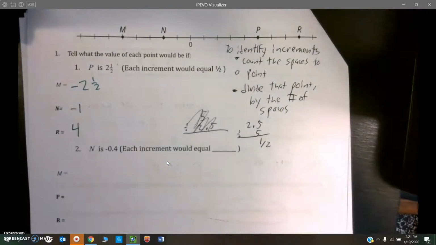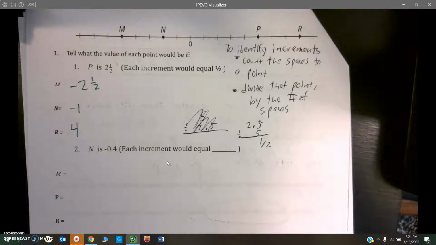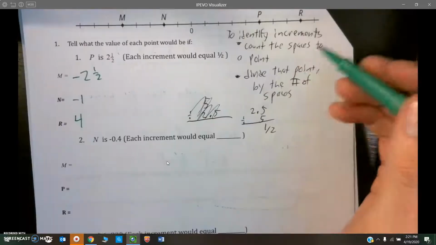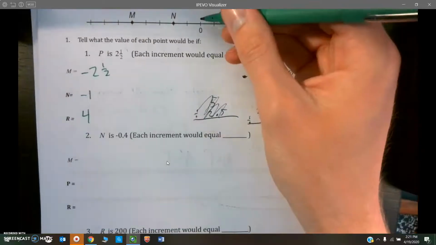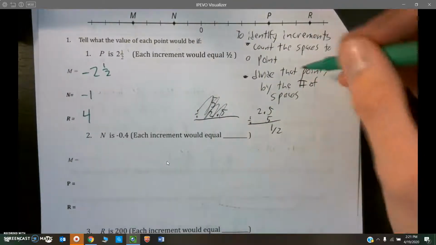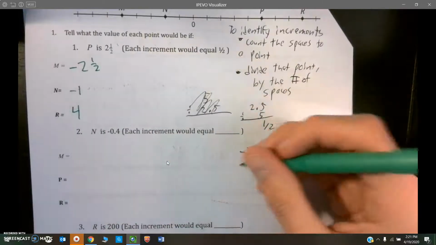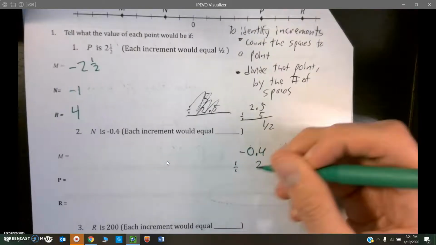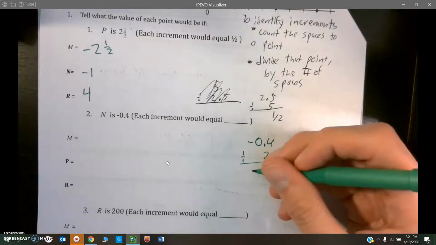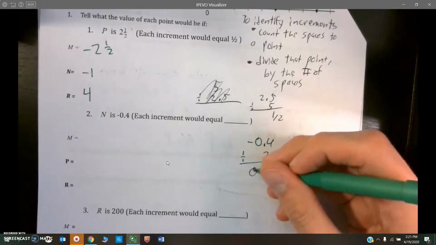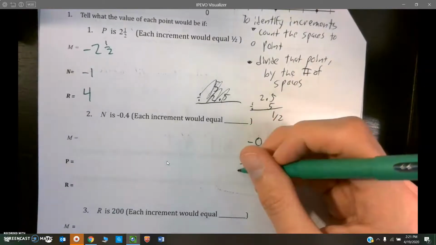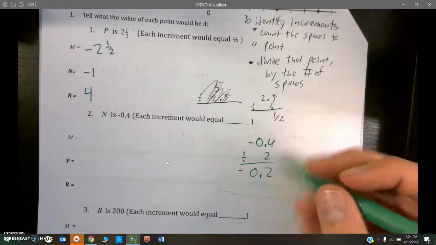Alright, so now for the next one, it says N is -4. Okay, so now, like I said before, we need to count the number of spaces, so that's 2 spaces over, and then we need to divide its value by how many spaces it was. So -4/10 divided by 2 is 2/10. So each increment is 2/10.